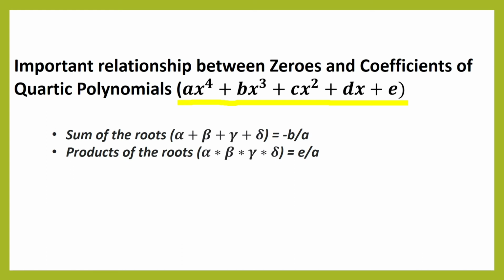First is the sum of the roots is equal to minus b by a. That is alpha plus beta plus gamma plus delta equal to minus b by a. And then product of roots is equal to e by a. That is alpha into beta into gamma into delta is equal to e by a. Here you know that b is the coefficient of x cube, a is the coefficient of x to the power 4, e is the constant term in this quartic polynomial. So let's solve the following problems.